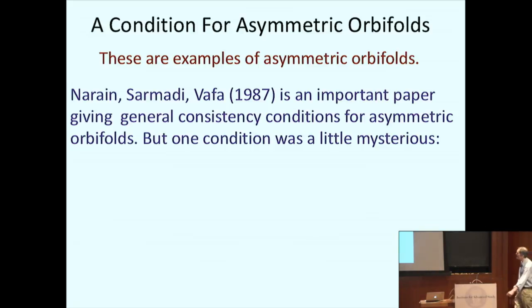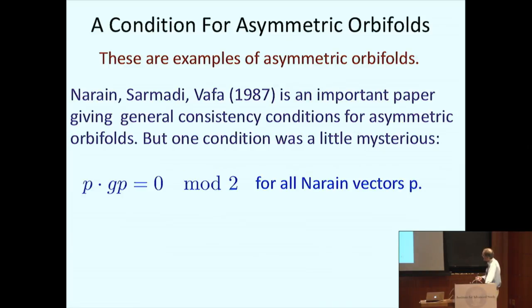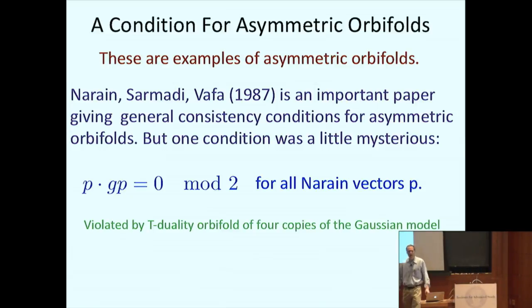Now, almost 30 years ago, Narain, Sarmadi, and Vafa gave general consistency conditions for asymmetric orbifolds, generalizing those for symmetric orbifolds that had been written out in the foundational work of Dixon, Harvey, Vafa, and Witten. But one condition was a little mysterious. In the case of an involution, P·gP has to be 0 mod 2 for all Narain vectors P. But this is violated by that T-duality orbifold of 4 copies of the Gaussian model.